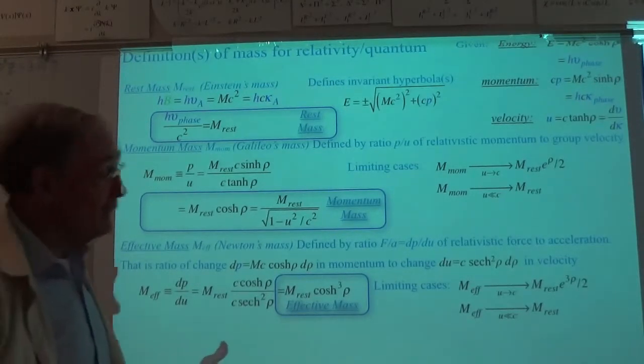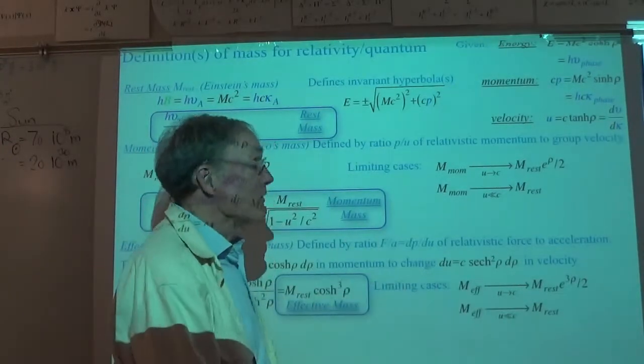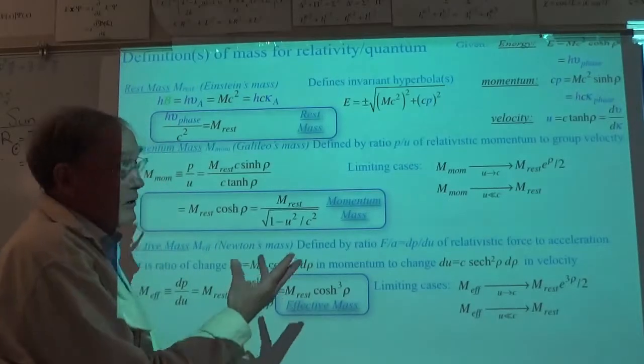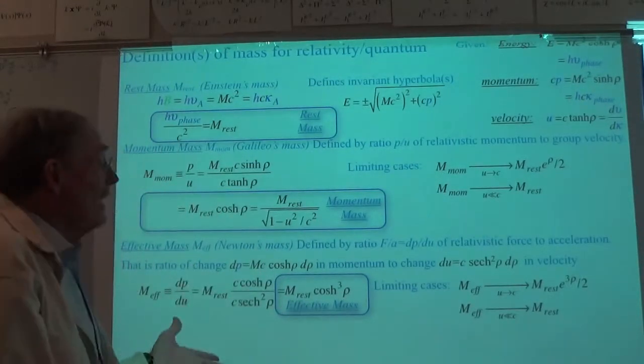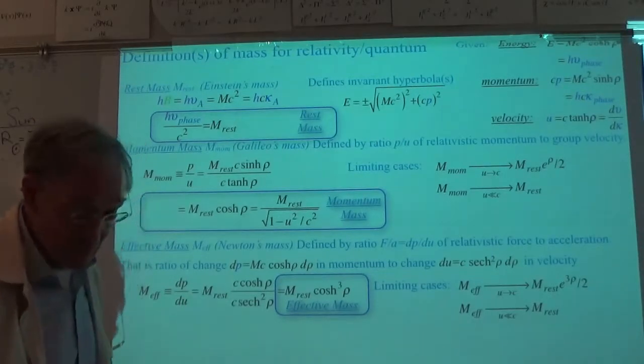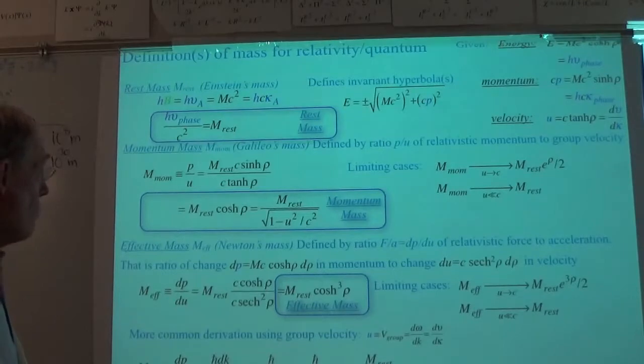Now the limiting cases, once again: if you're at slow speed, it's the rest mass. So at low speeds it looks like there's only one kind of mass. But as you get to higher speeds, there are three kinds. And it depends on what the physics is. What are you doing? How are you measuring that thing? That's what you're going to feel.